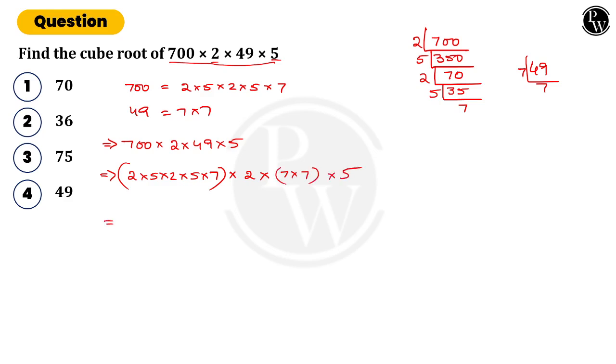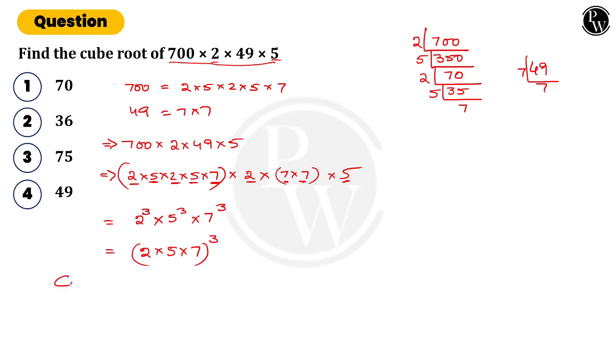Okay, so now have a look. How many 2s are there? 3 are there. So 2 cube into 5s: 1, 2 and 3, 5 cube. Coming to 7s: 1, 2, 3, 7 cube. Okay, so 2 into 5 into 7 whole to the power of 3. This is the value of this number.